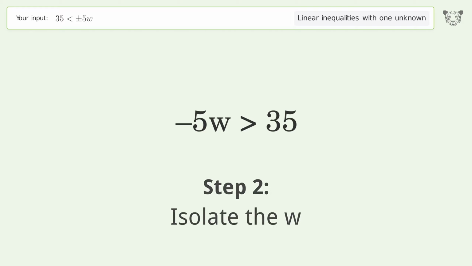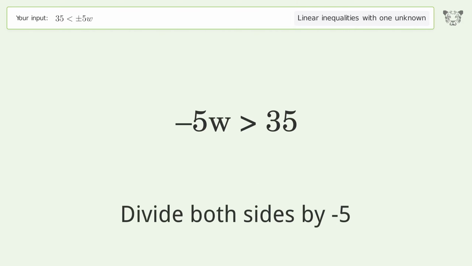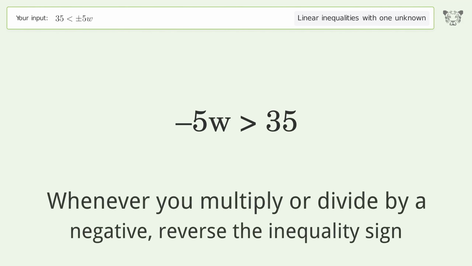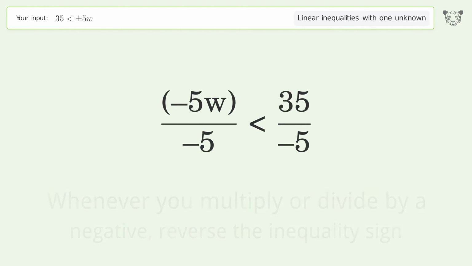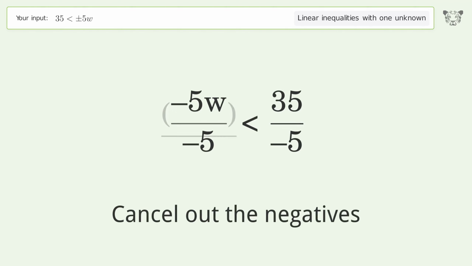Isolate the w. Divide both sides by -5. Whenever you multiply or divide by a negative, reverse the inequality sign. Cancel out the negatives.